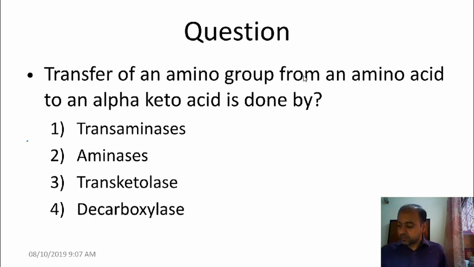Very good. So the correct answer is the transaminase. See, this statement is basically the description of transamination. Obviously, the enzyme is transaminase, and remember, the transamination is a freely reversible reaction.